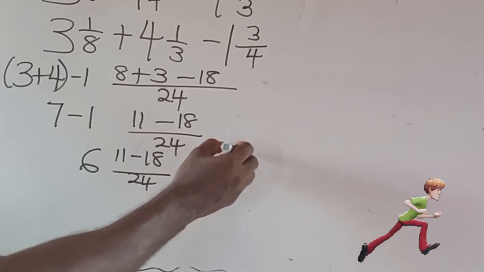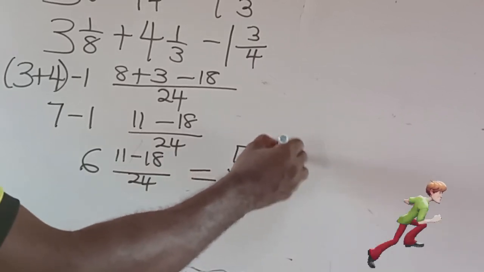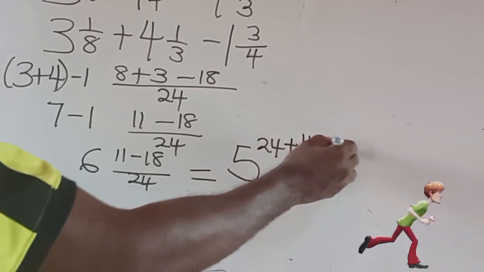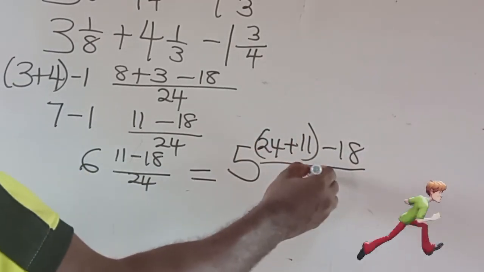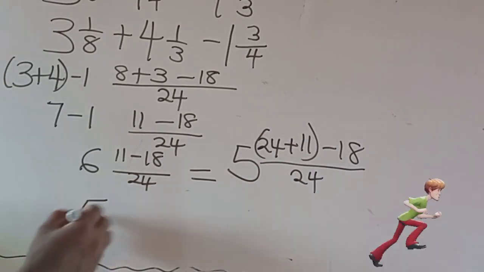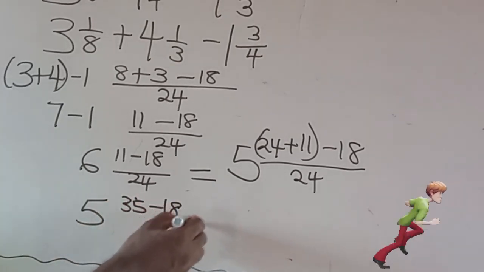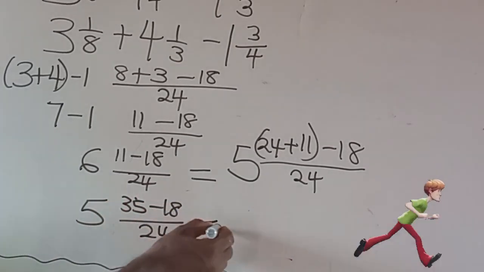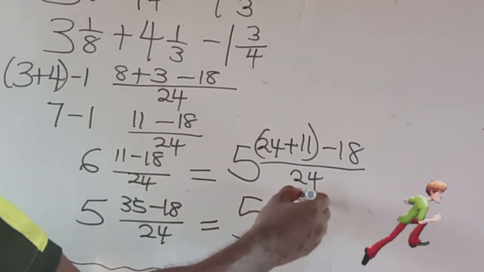Then you remove 1 from that 5 because that one is not possible. Then you say 24 plus 11 minus 18, then over 24. Then your final answer, when you do it, that will be, we have 5 whole number, 35 over 24 minus 18, yes, minus 18 divided by 24. Then our final answer is 5 whole number, 17 over 24.